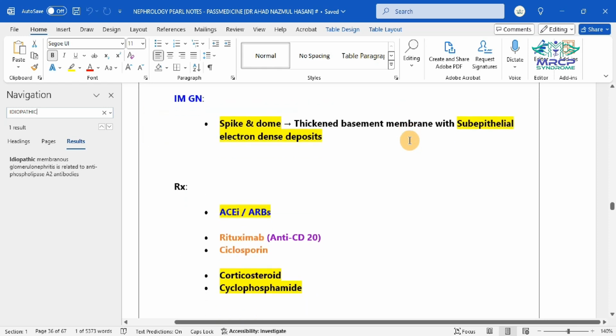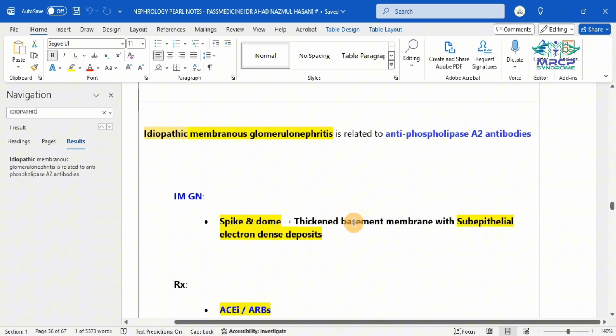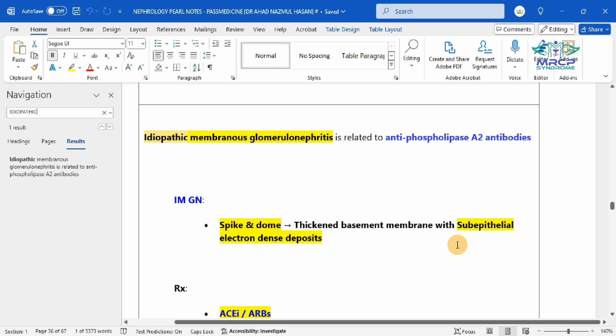And if you go for the biopsy, there will be subepithelial electron-dense deposits giving rise to the spike and dome appearance, and in that case we'll be going for the 4C. So in which condition will we have the tram track appearance?